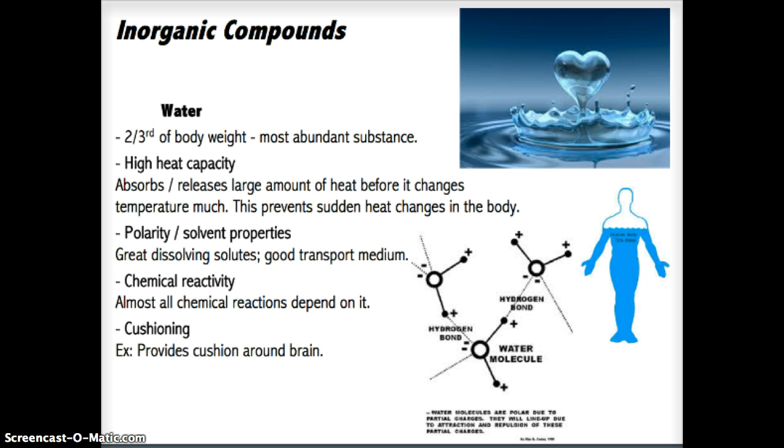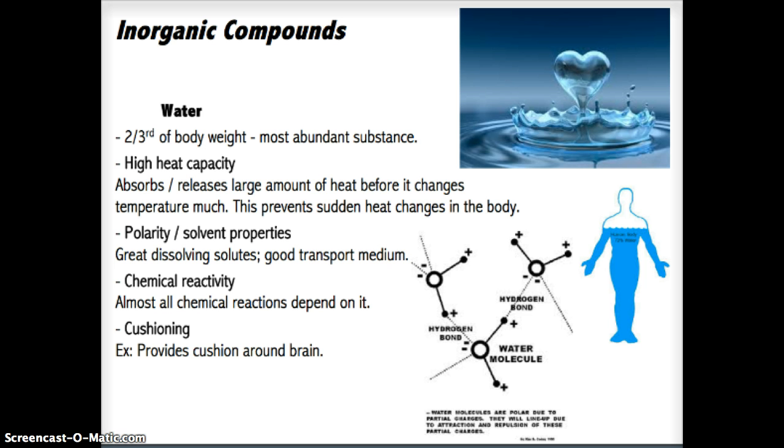Polarity is also a quality of water because it's a polar covalently bonded molecule. It is a great solvent, excellent for dissolving solutes, so it makes it a great transport medium. And because it's polar, it's chemically quite reactive, and so almost all chemical reactions depend on water. And lastly, it brings a cushioning property.